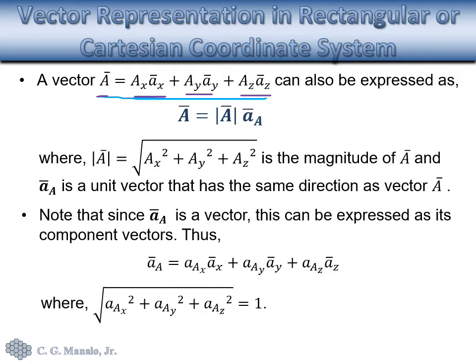Because of that, take note that we could also express the vector in this manner, where this one is the magnitude of the vector and this one is a unit vector which has a direction the same as the original vector. Take note that this unit vector should also satisfy this expression, which is again the sum of three component vectors. And because this is a unit vector, its magnitude must be equal to unity.